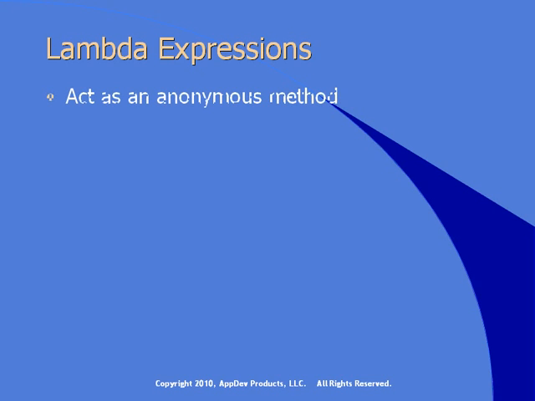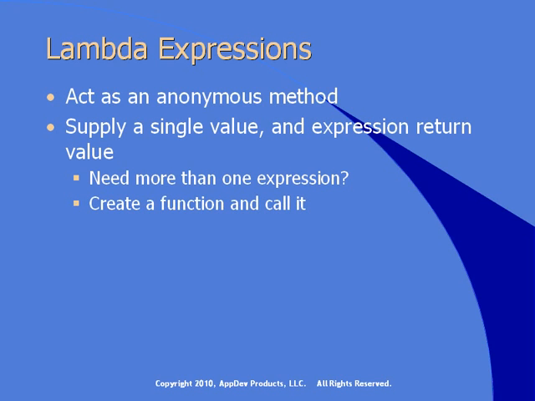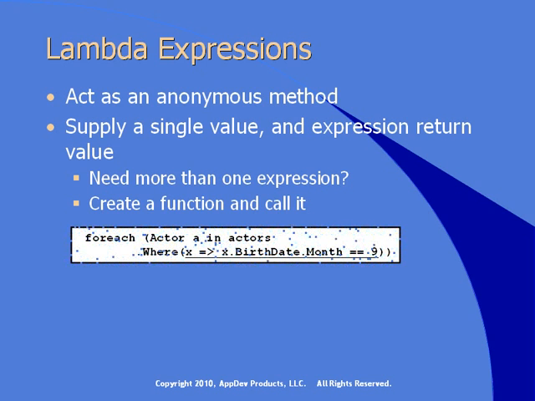Lambda expressions act as an anonymous method. In each case, you'll supply a single value and the expression return value. If you need more than one expression, well, then you really can't use it right there within the query. You'll need to create a function and call it. But the lambda expression acts as a method that you define on the fly as part of the query itself. The syntax might look something like this. Imagine you've already filled the actors collection with a list of actors and you'd like to iterate through it and display information about each actor.